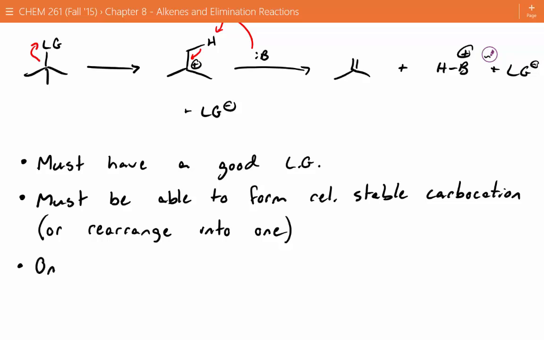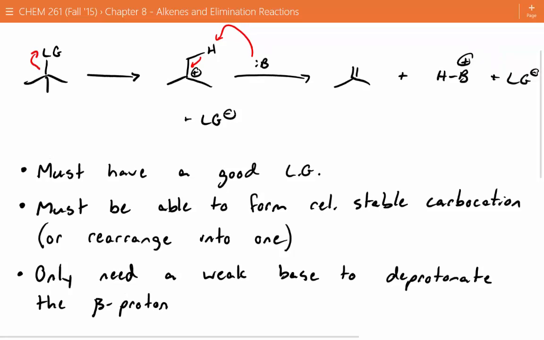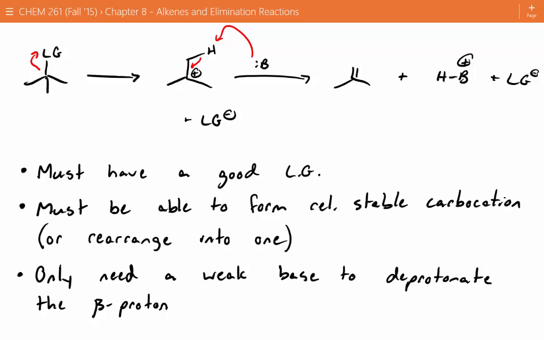Third thing is we only need a weak base to deprotonate the beta proton. Why do we only need a weak base in this case instead of a strong base? What was that? Yeah, it doesn't have to compete with the leaving group. And if we think about our carbocation, it's so high in energy, it'll react with practically anything. It just needs a slight nudge in order for that proton to be deprotonated.